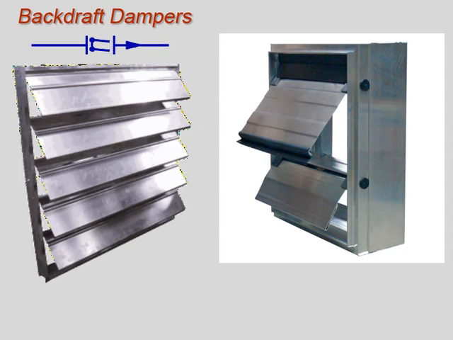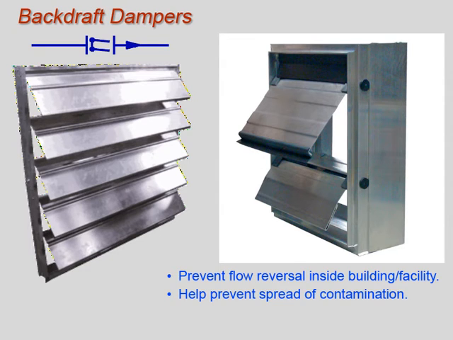Backdraft dampers are like ventilation system check valves within a building. They prevent reverse flow and control the spread of contamination through the ventilation ductwork. These special operation dampers are self-actuated and require no operator action. When reverse flow is sensed by a backdraft damper, the damper closes. When the proper differential pressure is established, the damper opens.